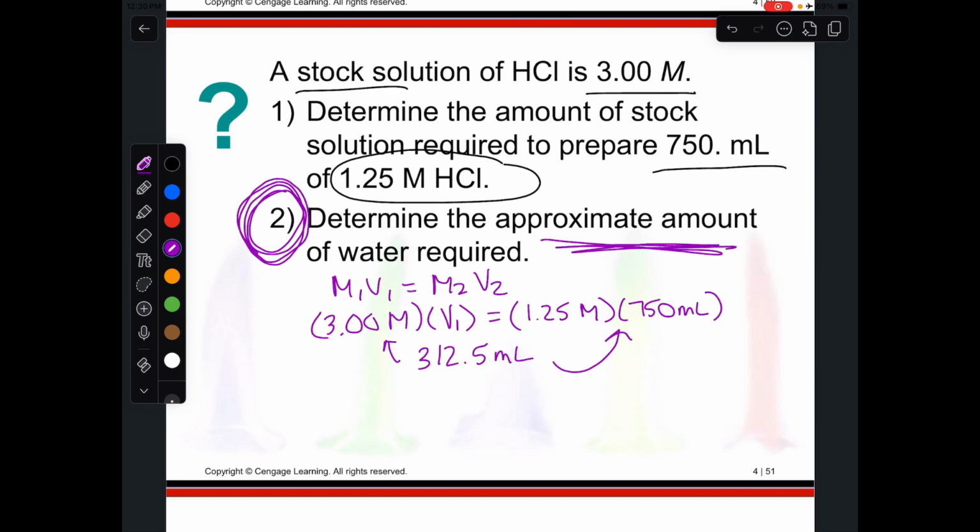You will see this question on a test, hint, hint. Determine the approximate amount of water. To do that, you need to figure out that if your total volume here is 750, and again, it could help you to draw a picture, a volumetric flask. So 750 total, you are putting in 312.5 of the stock, and then the rest will be diluted with water. If you just subtract those values, you can figure out how much water you have. So 437.5 milliliters. Now, in a problem, it's easy enough to calculate that, but remember, if we were doing this in real life, we would actually just fill it up to the meniscus line, which is more accurate than weighing out 437.5 mL.